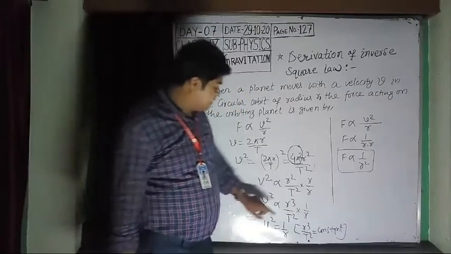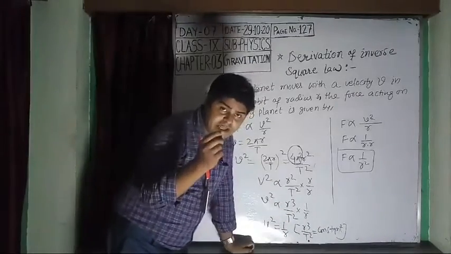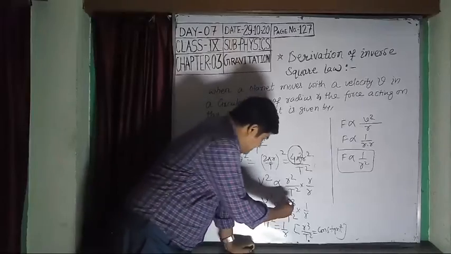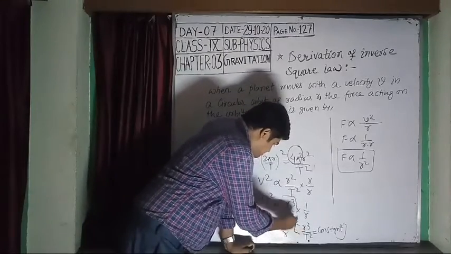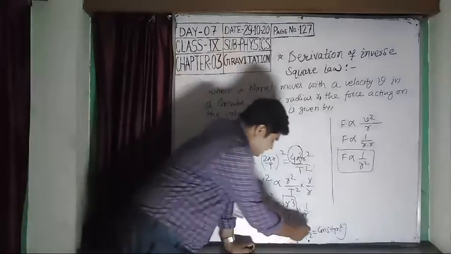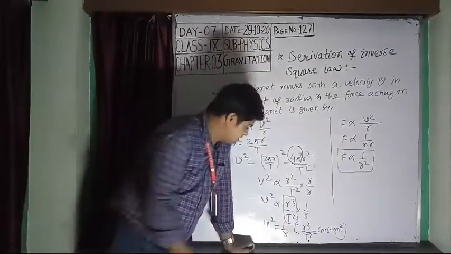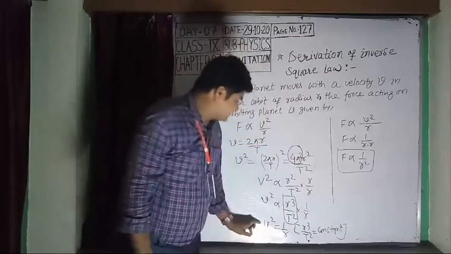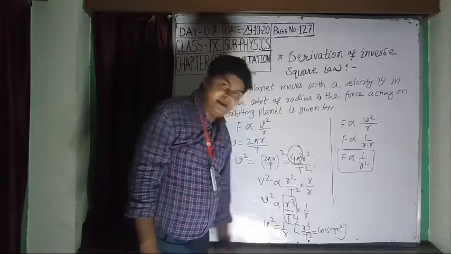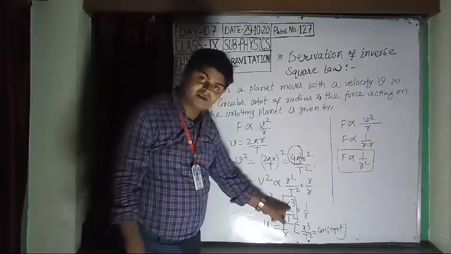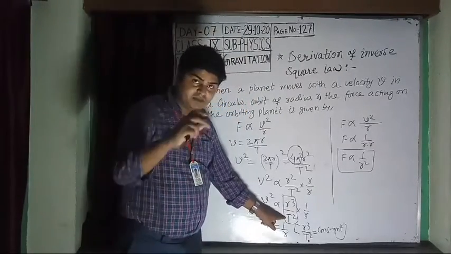Then you know from Kepler's third law that r cube by t square is equal to a constant. So you can say here v square is proportional to 1 by r, since r cube by t square is a constant term from Kepler's law.